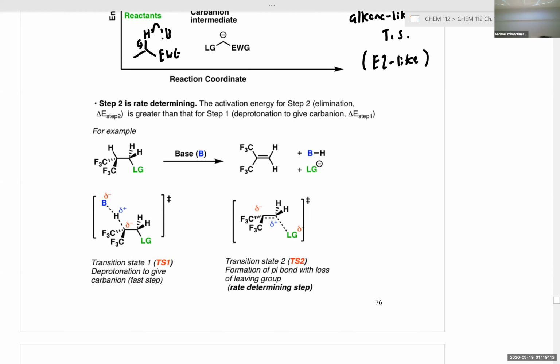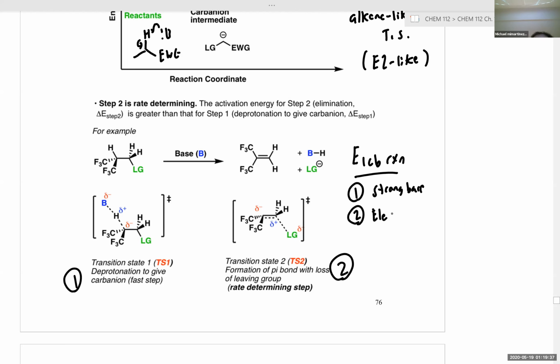So in transition state 1, we have deprotonation. Transition state 2, we're forming our pi bond with the loss of our leaving group. A key signpost for an E1CB reaction: 1 is strong base, and 2, electron withdrawing groups, such as, for example, CF3, which are commonly abbreviated as EWG if you're just describing a generic electron withdrawing group.